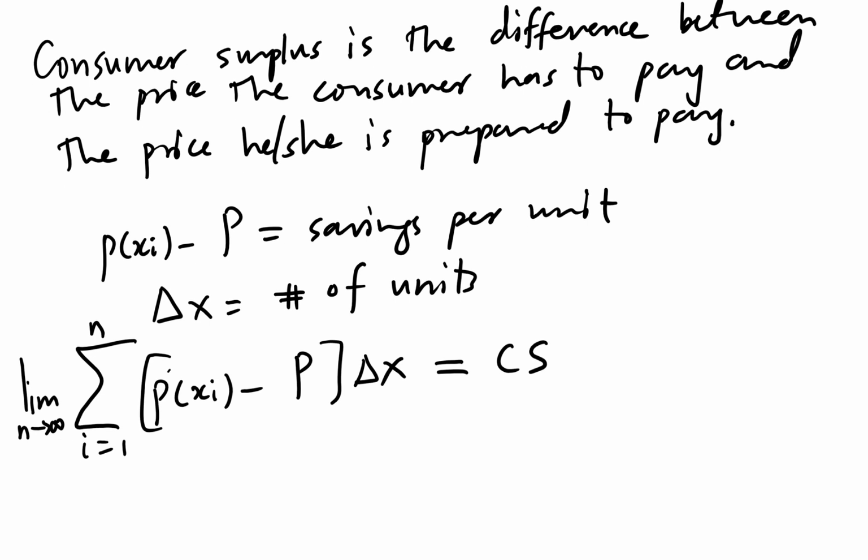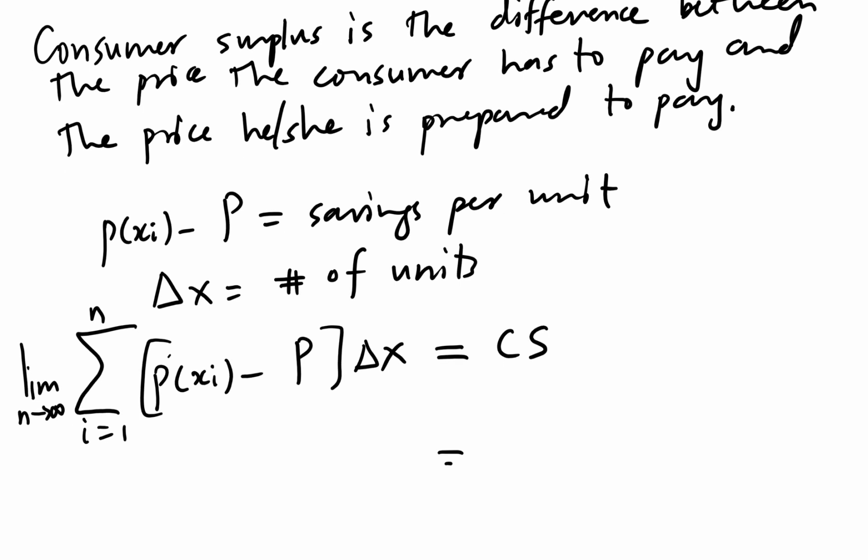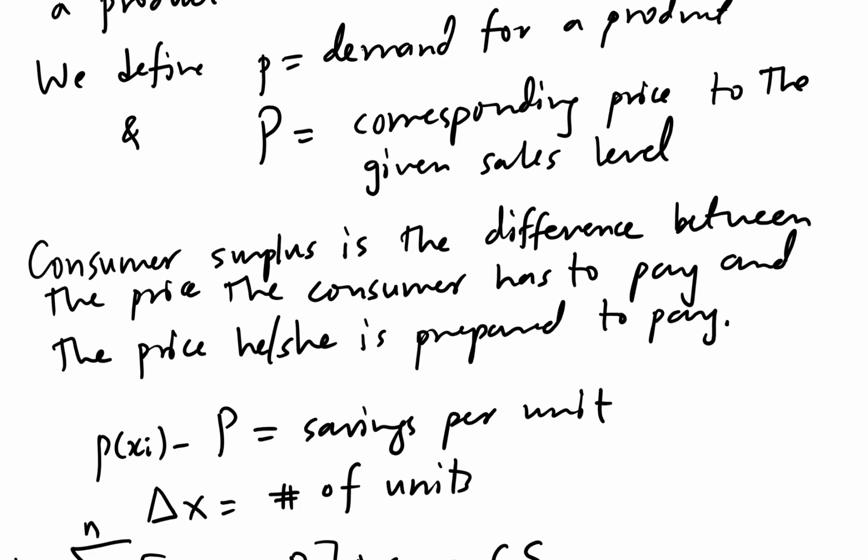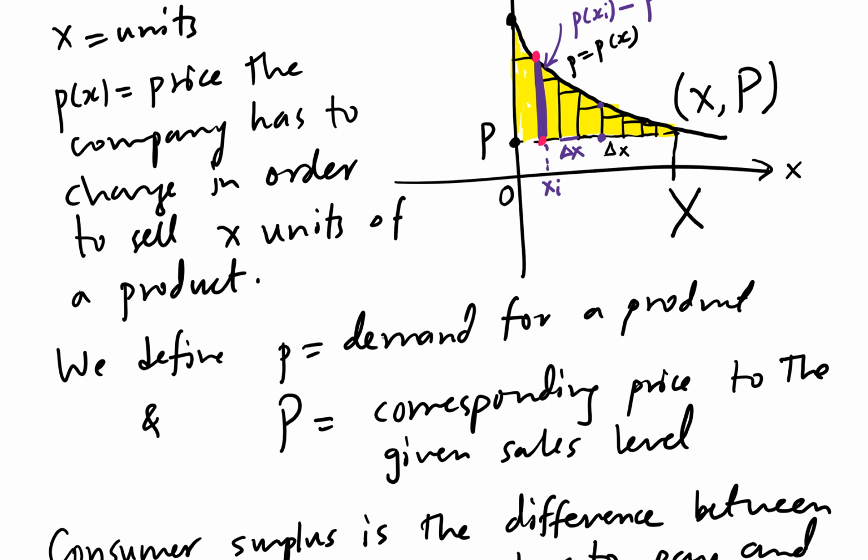Another way to do this, instead of doing a Riemann sum, we can do the integral, right? The integral of P of xi minus capital P dx, with the integral from 0, because we are integrating over the x-axis. So if you see, we went from 0 to capital X on the graph.